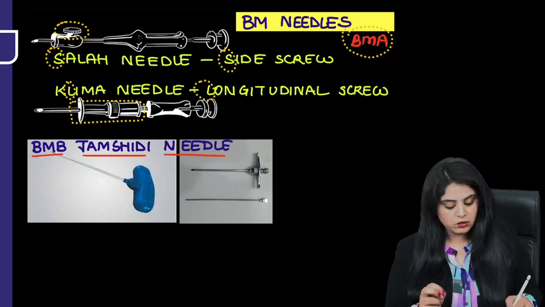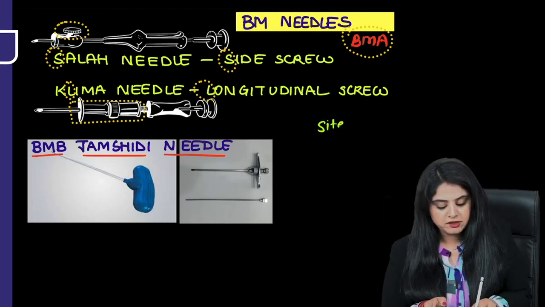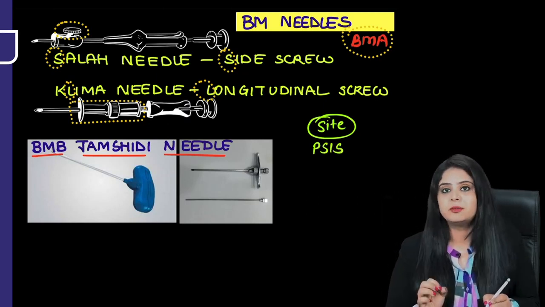Simple. Let's move forward. Also, I hope you know the site for the bone marrow aspirate and biopsy is going to be the posterior superior iliac spine, which is the most common site.